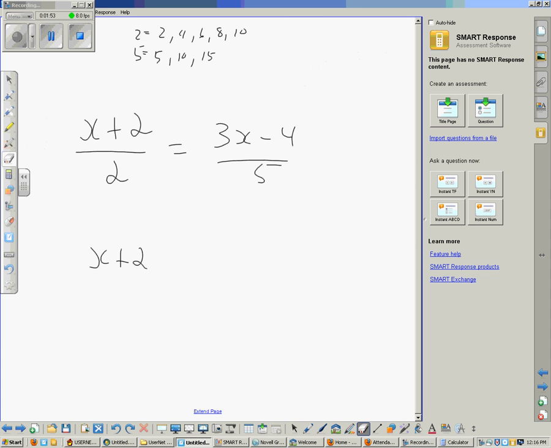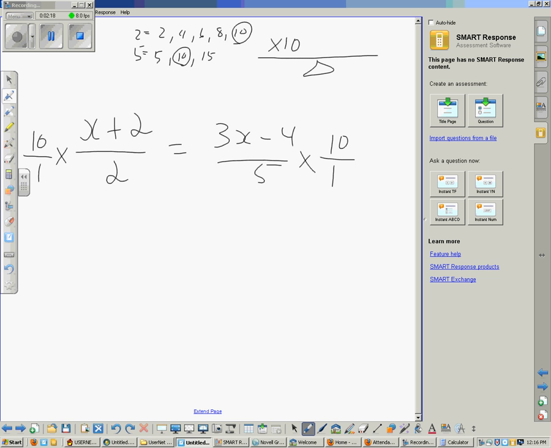What I'm going to multiply by is the first multiple that 2 and 5 share, in this case 10. So I'm going to multiply this side by 10, and I'm going to multiply this side by 10. Thinking about that scale, I'm taking this side and multiplying it 10 times greater than it was. If I have half of x + 2, but I have 10 times more than that, I'm actually going to have 5 x + 2s.